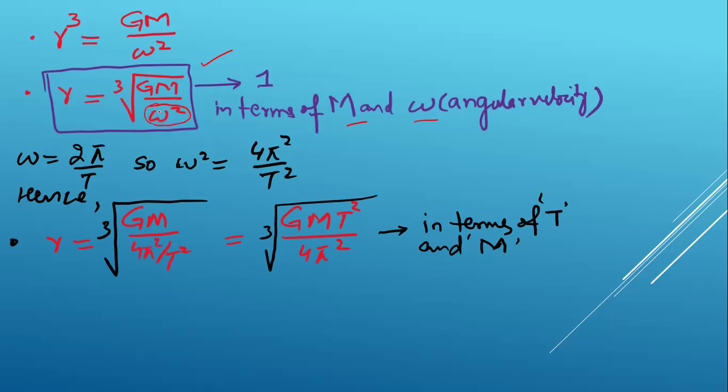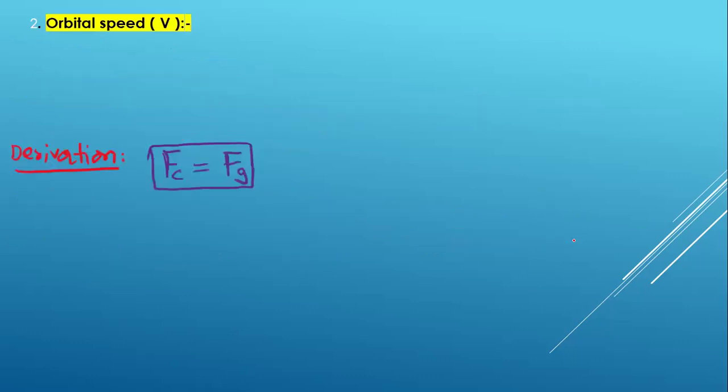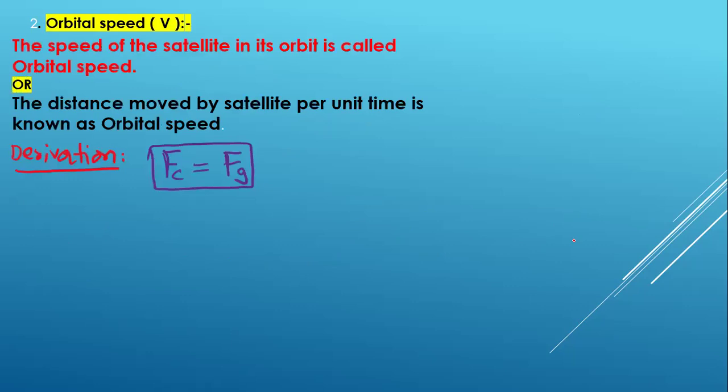So replacing this omega square with its value over there, you end up with this, and then taking t square up. So this is the second expression, which is in terms of time period and mass. Now we have to look for orbital speed.